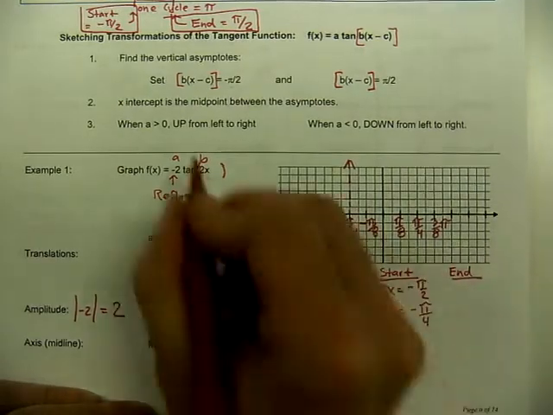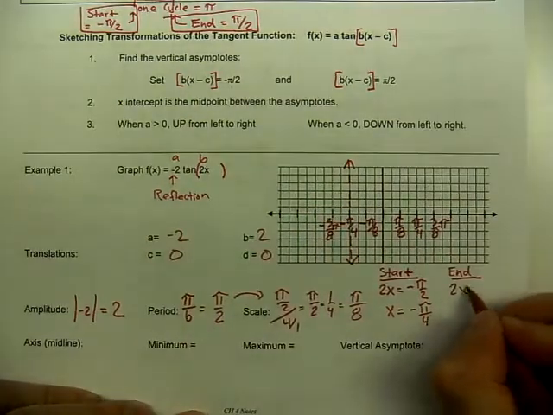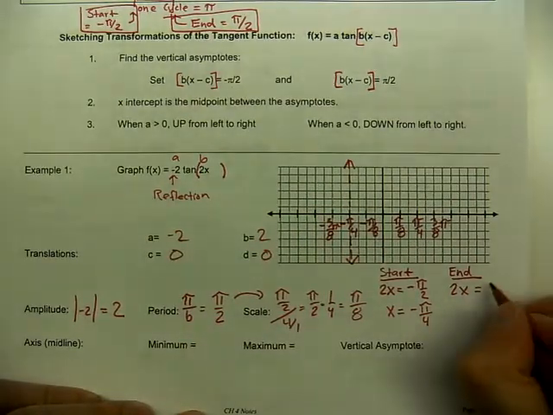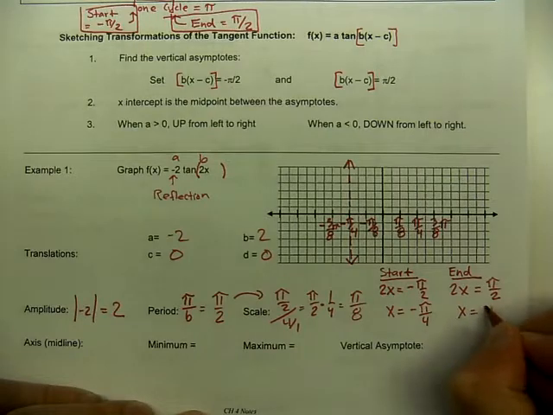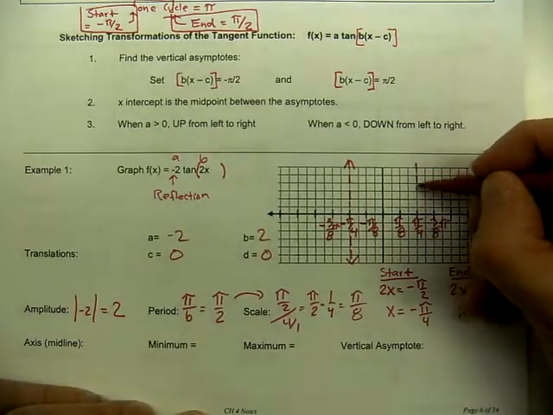Where are we ending? Take everything in the parentheses, which is 2x again. Set that equal to positive pi over 2. That's where the parent function of our tangent graph normally stops. So we are ending at pi over 4. And that's also where the vertical asymptote is located.